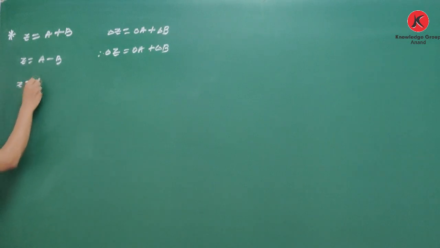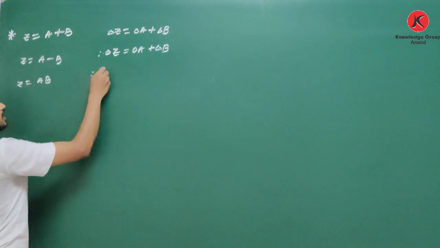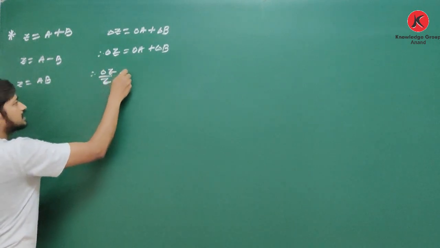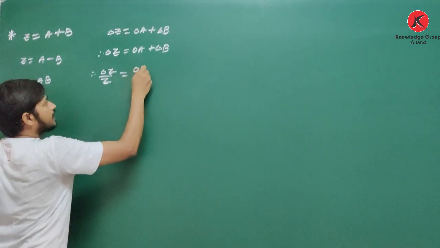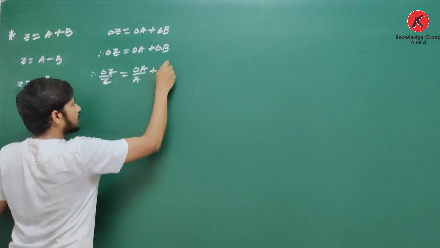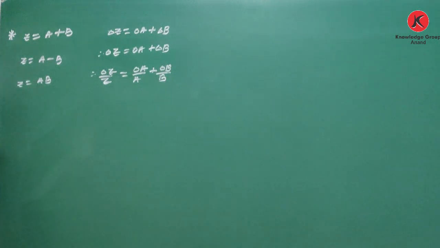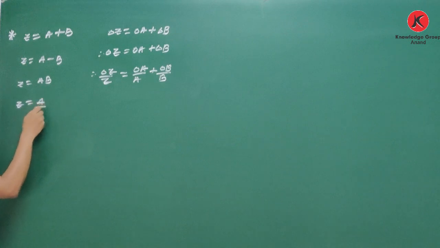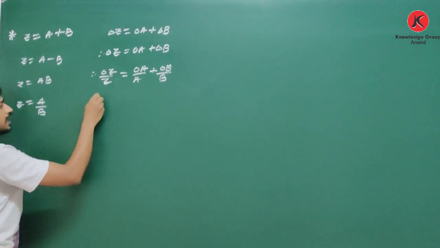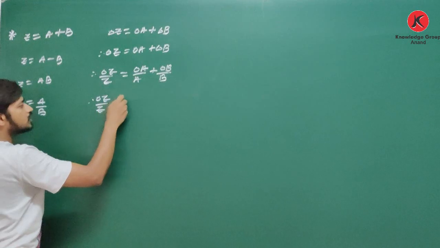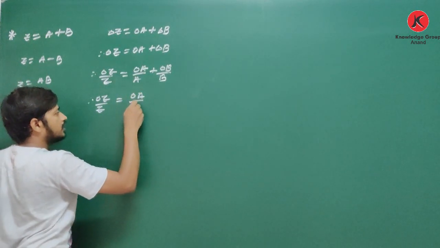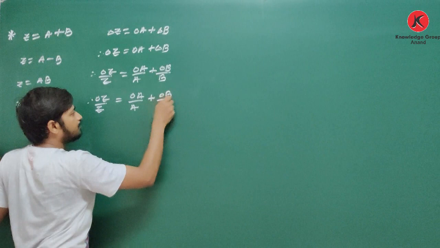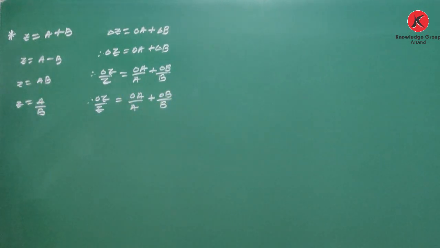If we have Z is equal to AB, then delta Z upon Z is equal to delta A upon A plus delta B upon B, the relative error. Similarly, if we have Z is equal to A divided by B, then the relative error in Z, delta Z upon Z, is equal to delta A upon A plus delta B upon B. Clear about this? So for addition and subtraction, the same rule; for multiplication and division, the same.